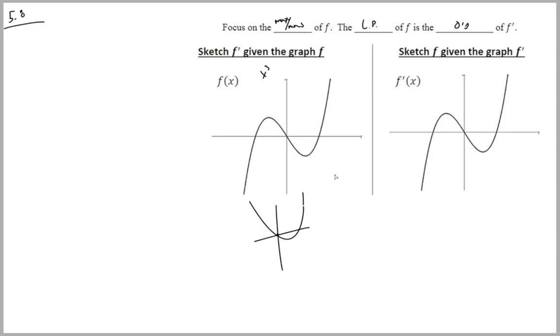Now let's sketch an f graph given the f prime graph. We have this line right here. It's in the negative, so f is going to be decreasing. Then it reaches a 0.